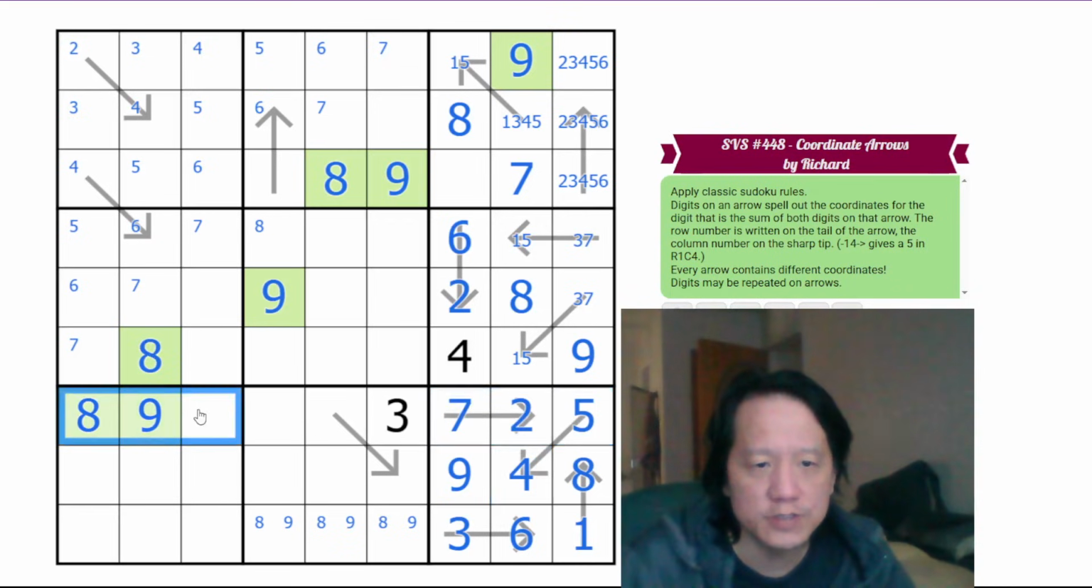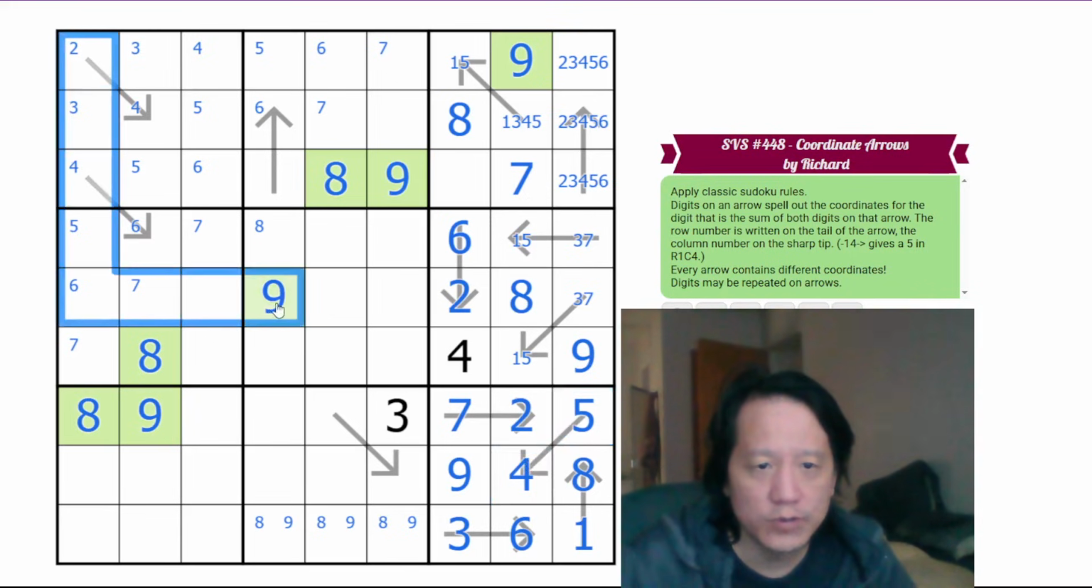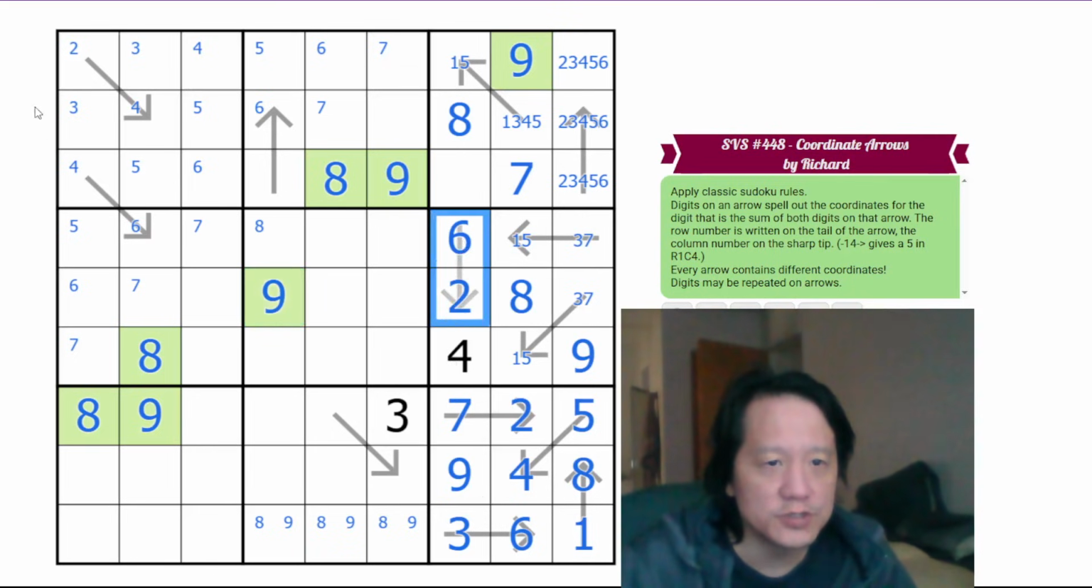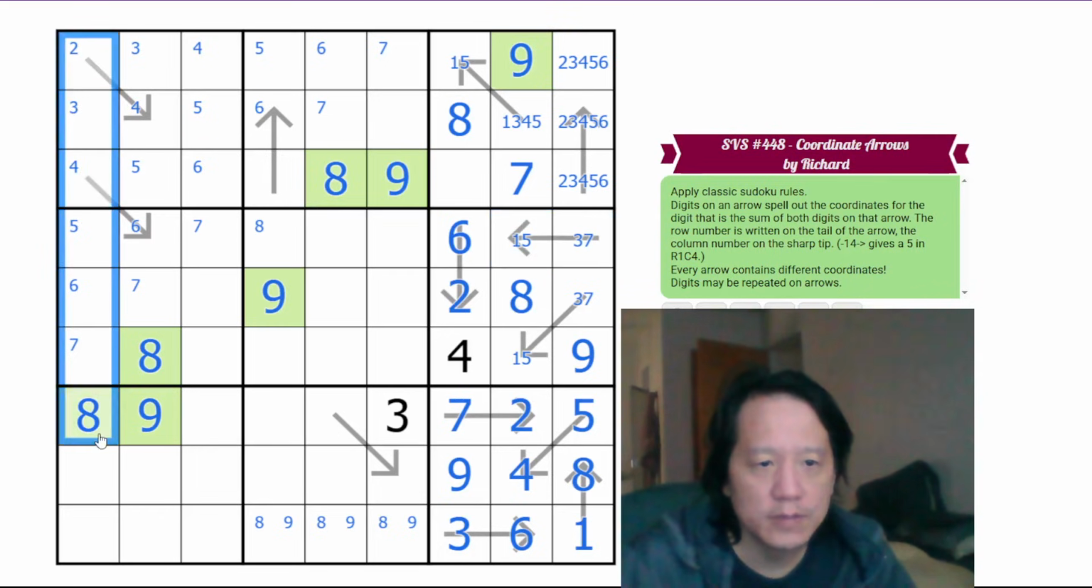7, 2 points to here. So again, 1, 8 points to there. 7, 2 points there. 3, 6 points there. 5, 4 points here. Then we have 6, 2 pointing to 8. 3, 5 pointing to 8. And 7, 1 pointing to 8.